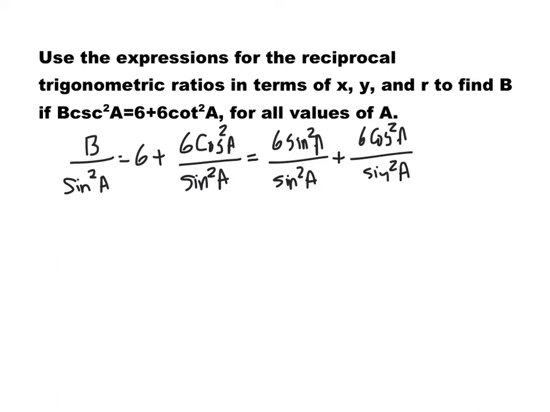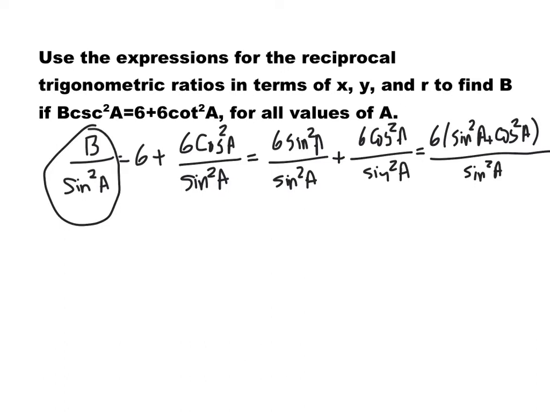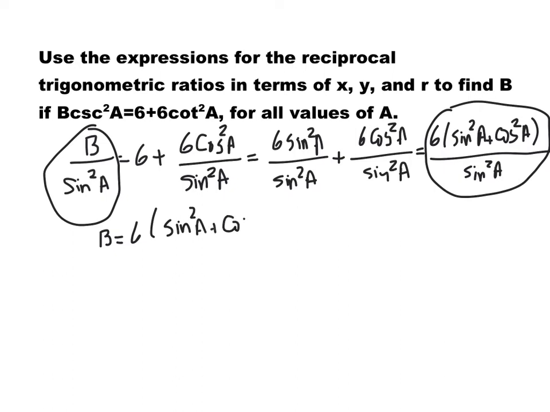The denominator is the same, so I just add the numerators and at the same time factor 6 out. So I get 6 times sine squared a plus cos squared a, divided by sine squared a. Now, when two fractions, this one and this one, are equal and the denominator is the same, this means that the numerators have to be the same. So b is equal to 6 times sine squared a plus cos squared a.